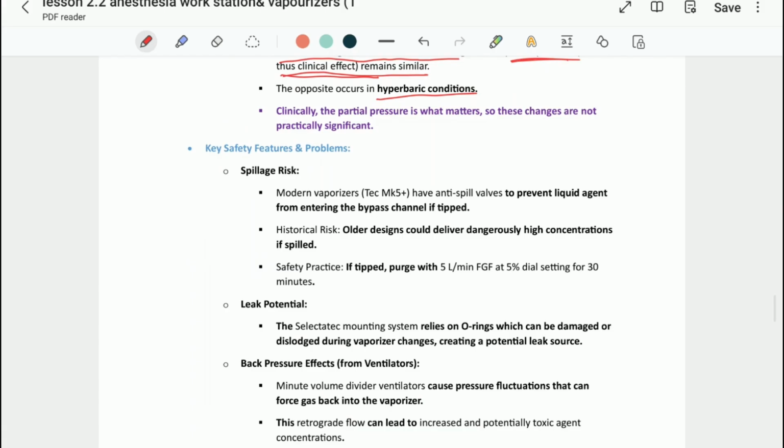The key safety features and problems involved in the plenum vaporizer are the spillage risk. The modern vaporizers, Tec 5 and above, have an anti-spill valve to prevent liquid agent from entering the bypass channel if tipped. Historically, older designs could deliver dangerously high concentration if spilled. So if tipped, purge with 5 liters per minute fresh gas flow at 5% dial setting for 30 minutes. This was the safety practice.